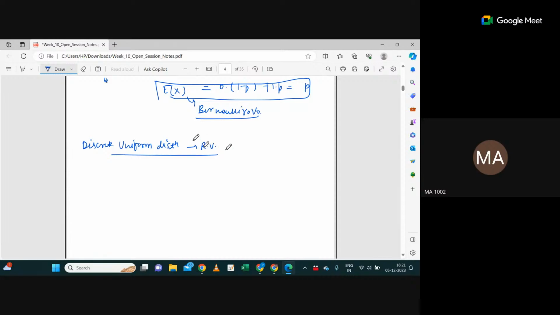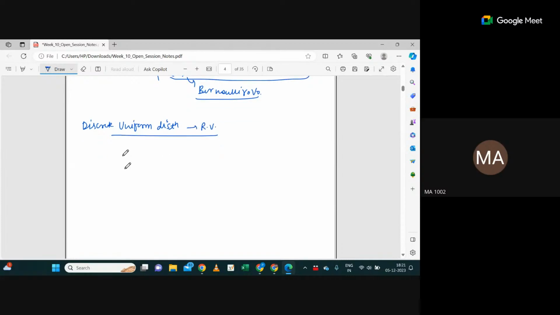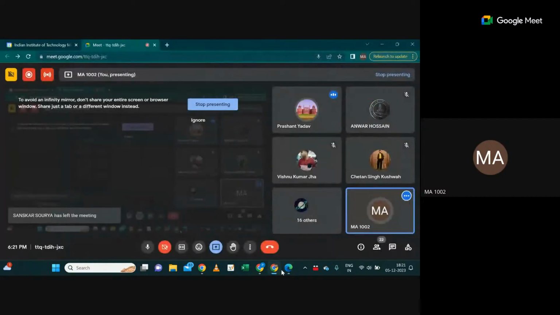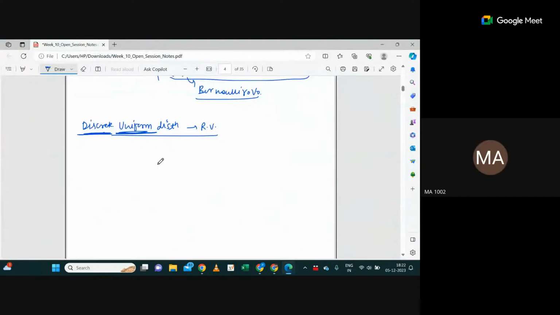Okay, let me introduce you. What is the discrete uniform? Basically, a discrete uniform random variable is nothing but a random variable where discrete means it will take distinct values, and uniform means the probability will be the same, equally likely. So suppose X is taking values x1, x2 up to xn, and the probability for each value is the same, let's say 1 by n. So this is called a discrete uniform random variable.